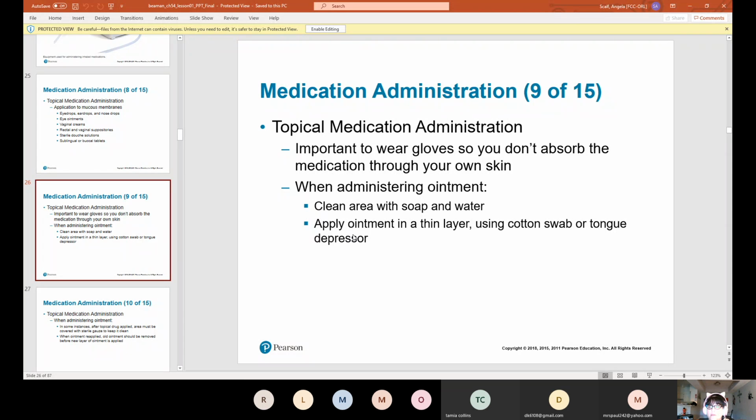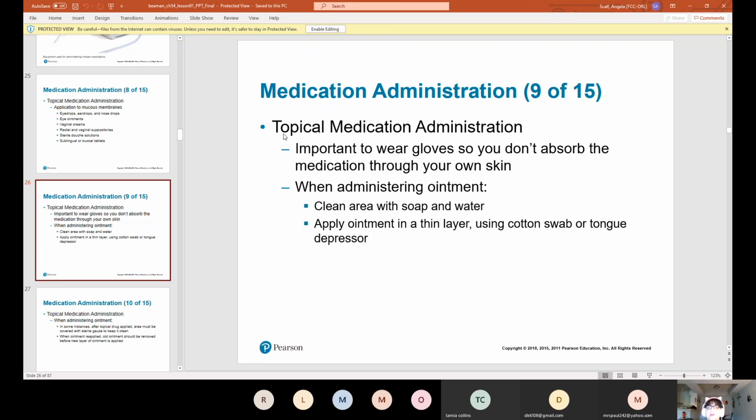One of the really important things, and I've heard funny stories: whenever you administer any of these medications, always make sure that you have gloves on. Do not touch the medication with your bare hands, because some of them can actually cause effects on you if you're touching the medication. All right.